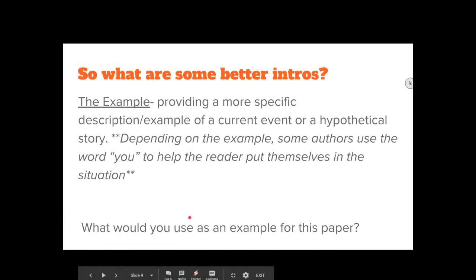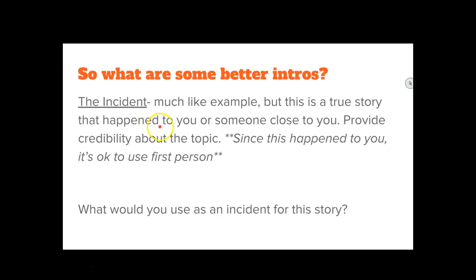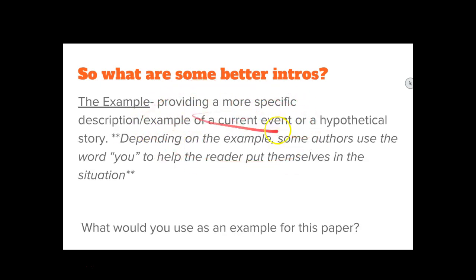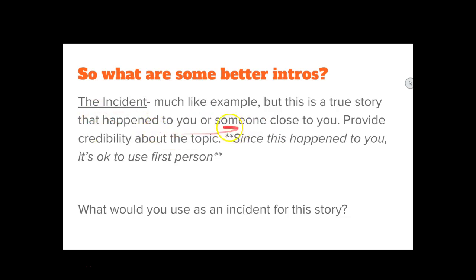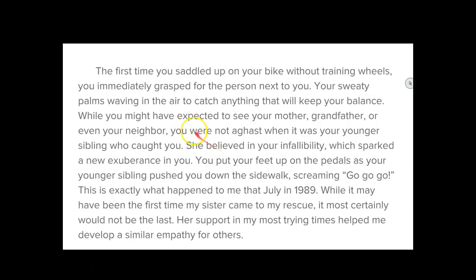So, you'll notice that here I kind of used the example. I kind of combined example and incident because the example is like this specific event that happened, and then I disclosed that this is actually something that happened to me. And you notice that I say you, so I put you in the position of learning to ride your bike and how your sibling helped you, and then I connect that with me, and then I state what did that teach me? Not necessarily that, but my thesis tells you that she definitely came to my rescue and she helped me develop empathy. So it's very clear moving into the thesis.